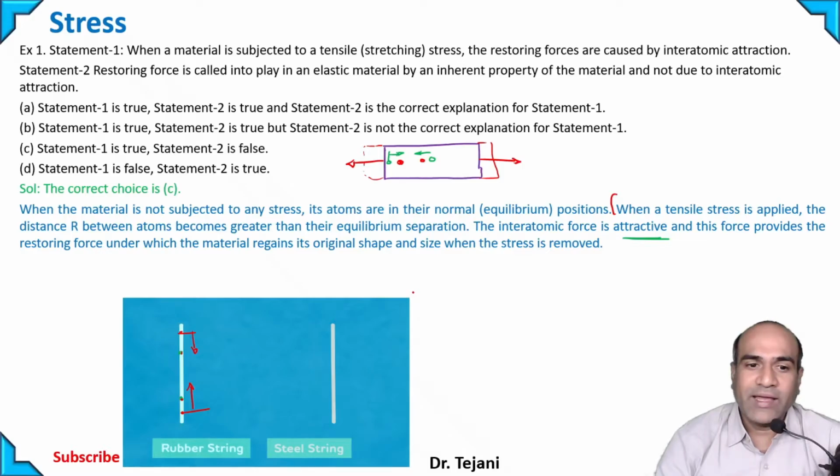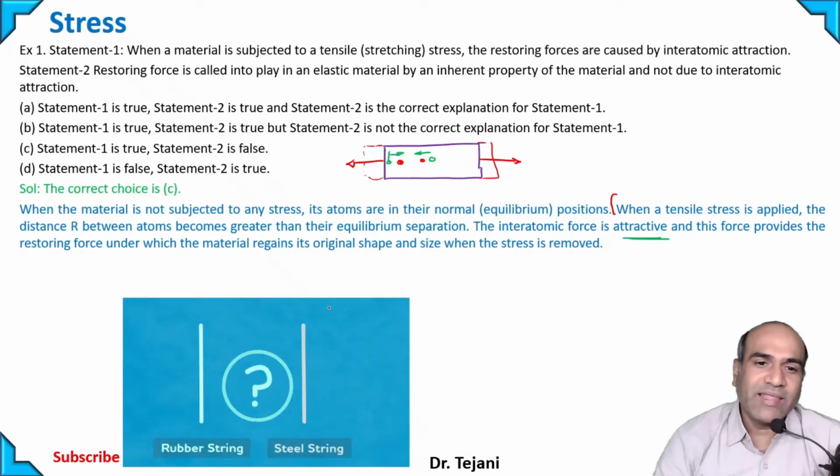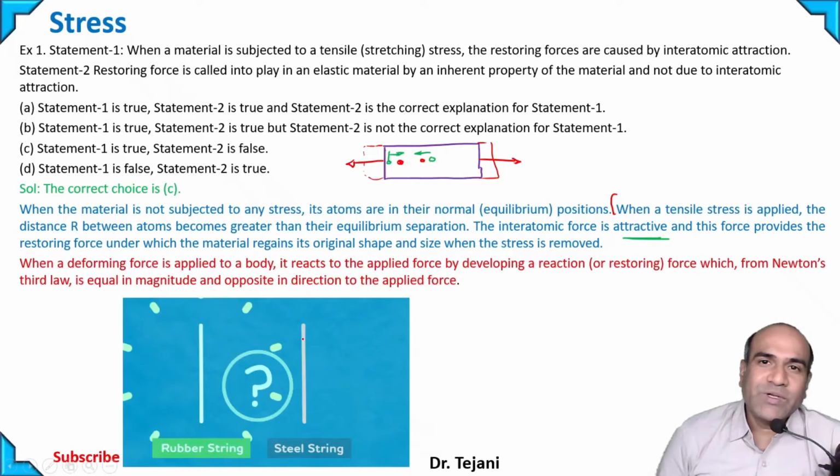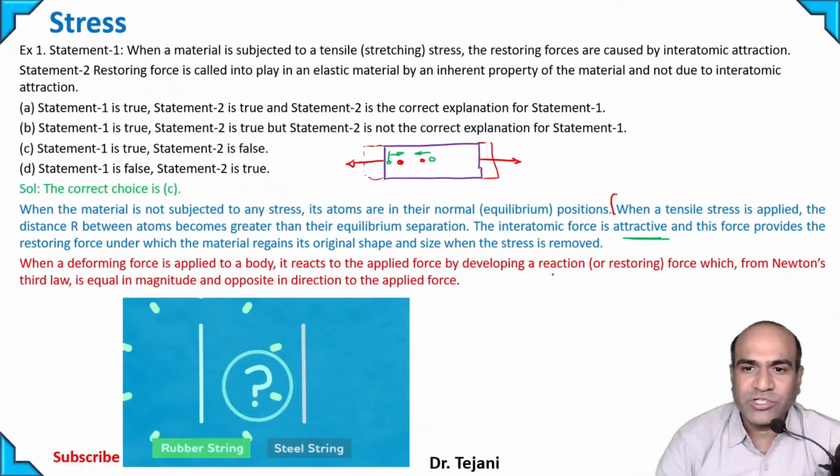And we know that steel has higher capacity, it has more attraction compared to rubber, and therefore steel has more elastic property compared to rubber, right? So when a deforming force is applied to a body, it reacts to the applied force by developing a reaction, or you can say restoring force, which from Newton's third law is equal in magnitude and opposite in direction to the applied force.